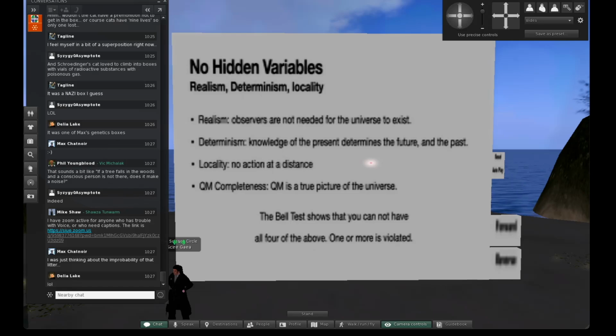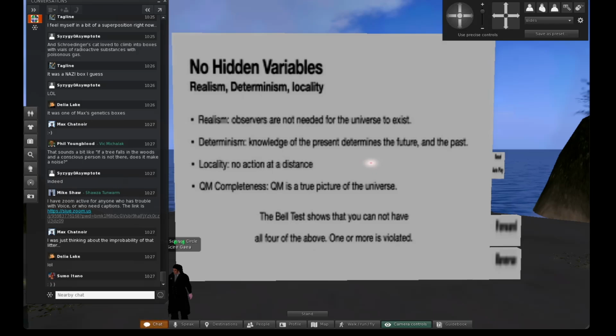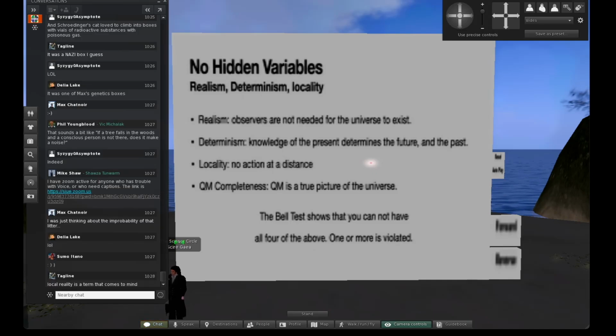We had three primary things that had to be true. Realism says that observers are not needed for the universe to exist. Determinism, that knowledge of the present determines the future and the past. Locality, no action at a distance. And I throw in a fourth, quantum mechanical completeness, that quantum mechanics is a true picture of the universe. The Bell test showed you cannot have all four of those together. One or more of them has to be violated. And that is a controversy that continues right to this very day.